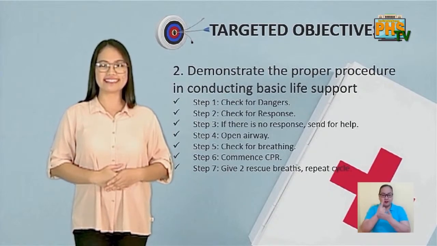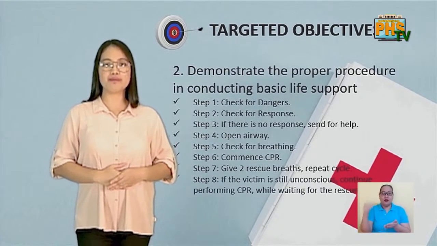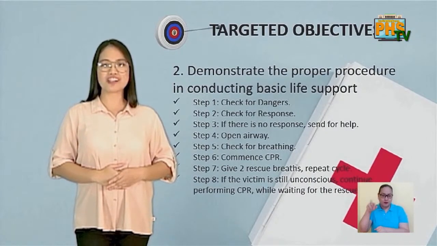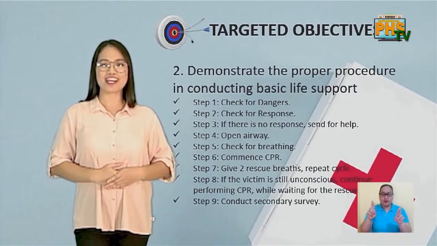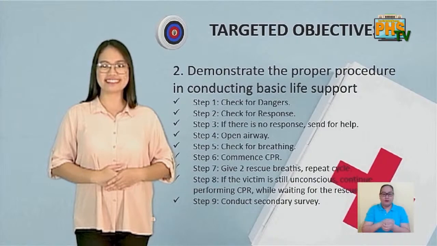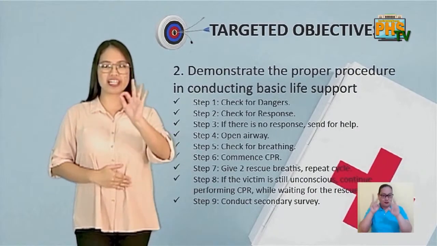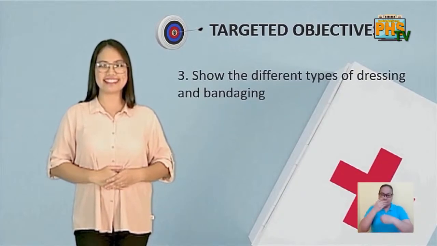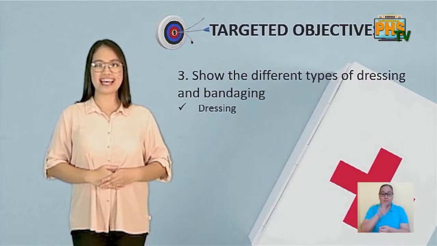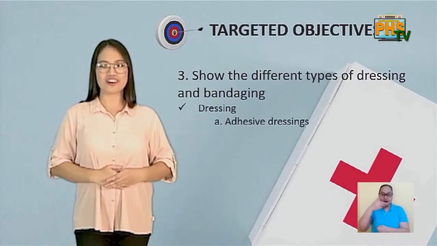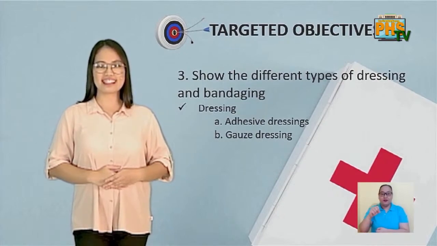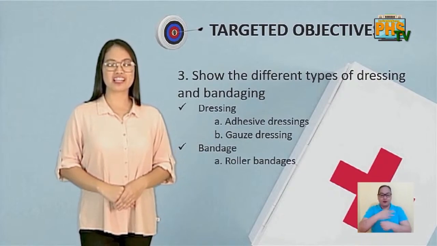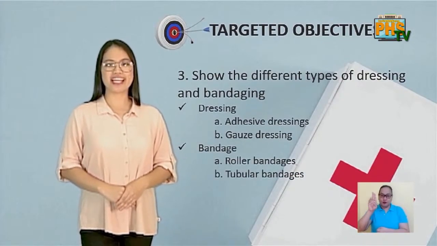Repeat cycle. Step 8. If the victim is still unconscious, continue performing CPR while waiting for the rescue team. Step 9. Conduct secondary survey. Number 3. Show the different types of dressing and bandaging. 2 types of dressing: adhesive dressings, gauze dressings. 3 types of bandage: roller bandages, tubular bandages, triangular bandages.